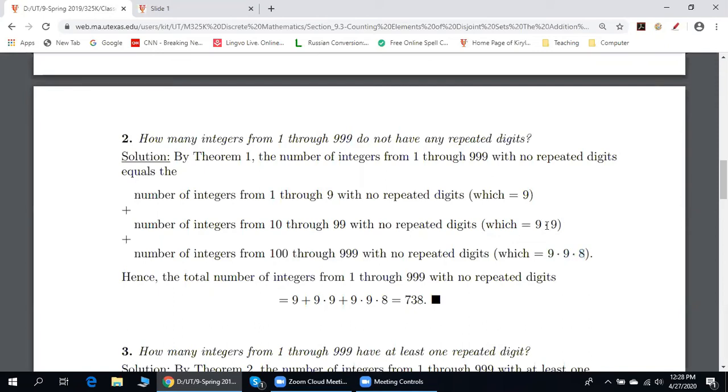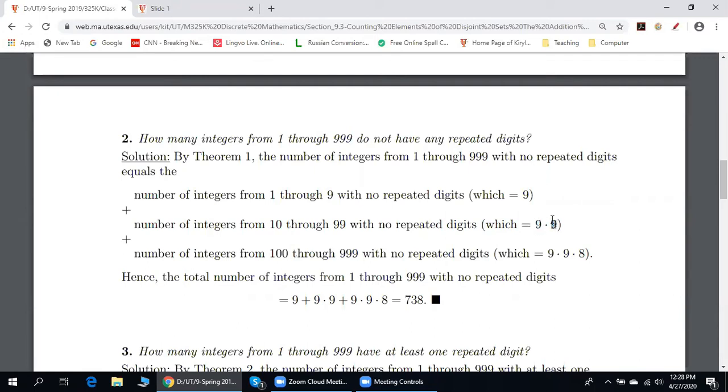Now let us go back to this. For the same reason, position number 1 can be anything except for 0. Therefore, we have 10 minus 1 possibilities, 9.